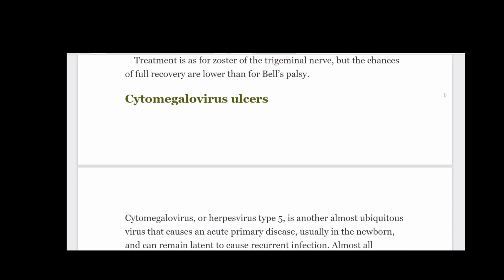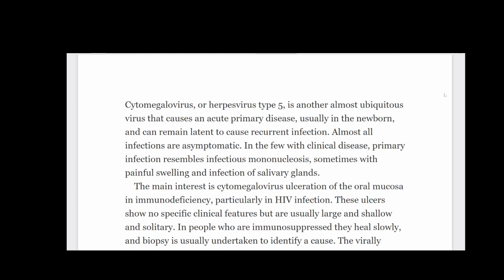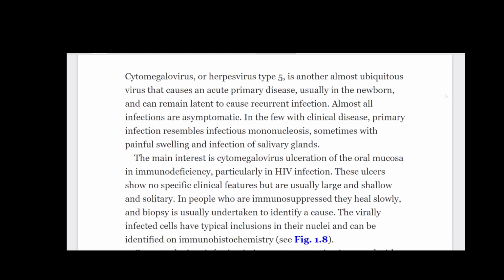palsy. Cytomegalovirus ulcers. Cytomegalovirus, or herpes virus type 5, is another almost ubiquitous virus that causes an acute primary disease, usually in the newborn, and can remain latent to cause recurrent infection. Almost all infections are asymptomatic. In the few with clinical disease, primary infection resembles infectious mononucleosis, sometimes with painful swelling and infection of salivary glands. The main interest is cytomegalovirus ulceration of the oral mucosa in immunodeficiency, particularly in HIV infection.